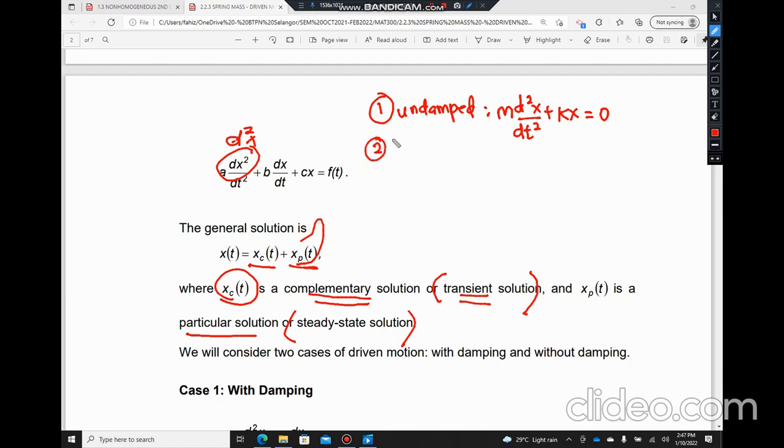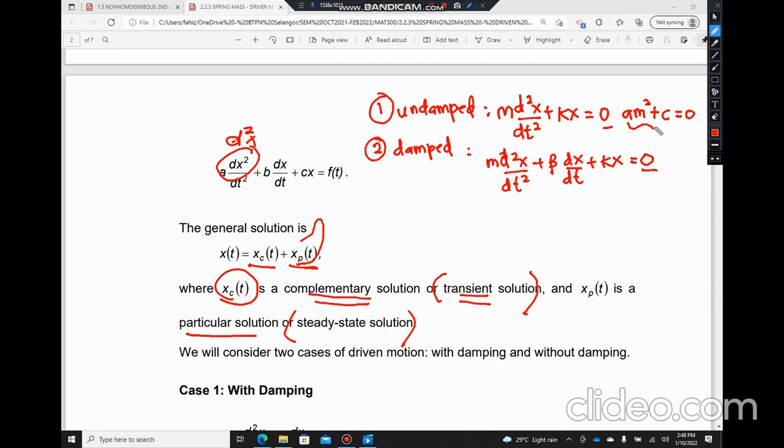Okay, and then second one kita ada damped motion. Damped dia beza dekat sini. Dia ada apa? Damping force, plus beta dx dt plus kx equals to 0. So dia nampaklah macam sebenarnya case 1 dengan 2 ni dia adalah homogeneous sebab dia equals to 0. And then kat sini kalau awak tukar pada auxiliary equation, then awak akan solve.